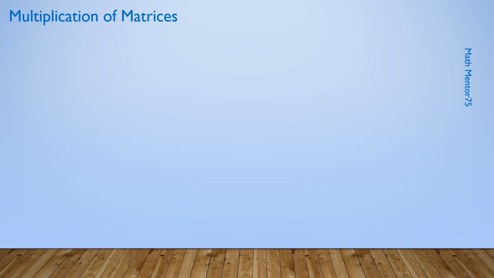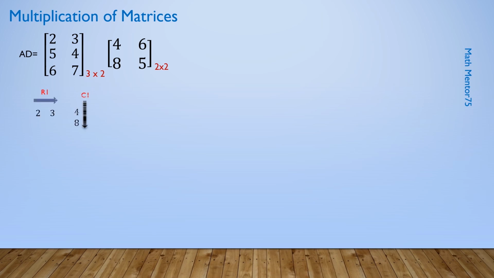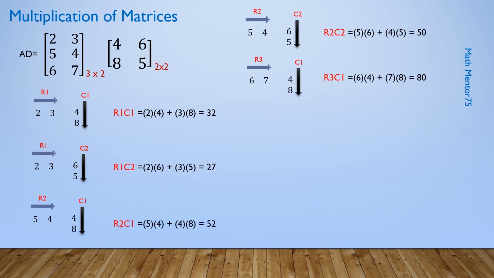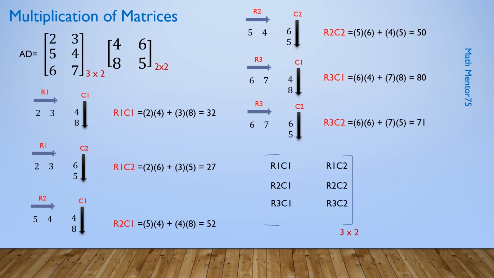Multiplication of matrices. It's a very important concept. In order to multiply two matrices, the columns of the first must be equal to the rows of the second. So we multiply rows of the first by columns of the second: R1 C1, R1 C2, then R2 C1, R2 C2, then further R3 C1, R3 C2. This is our required matrix, and the final matrix will have the order rows of the first and columns of the second.